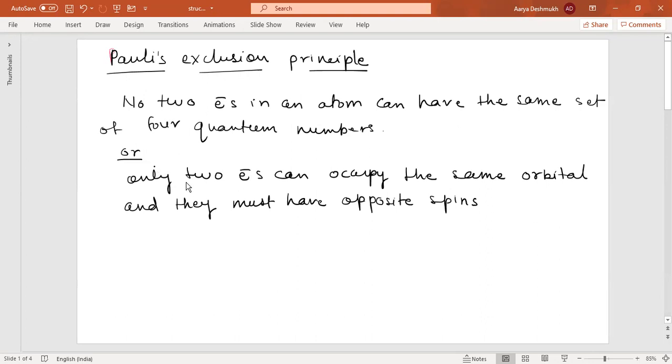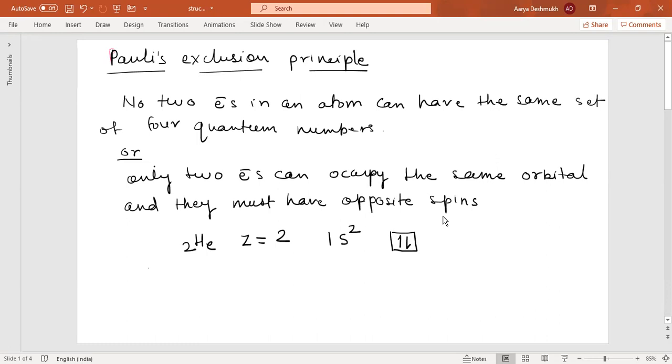Or it can be put in another way also: only two electrons can occupy the same orbital and they must have opposite spins. This can be further explained by taking a simple example, helium with atomic number 2, where Z equals 2. You can write the electronic configuration as 1s2, and this is another way you can write the electronic configuration in the box diagram.